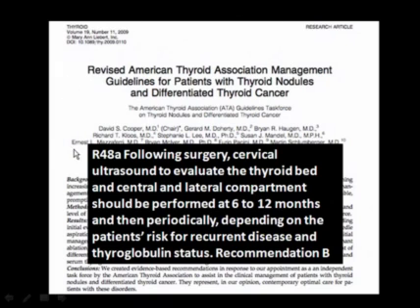So here's just recommendation 48A. This document, the revised American Thyroid Association guidelines from 2009, is quite lengthy. Several of the recommendations pertain to imaging of the neck.